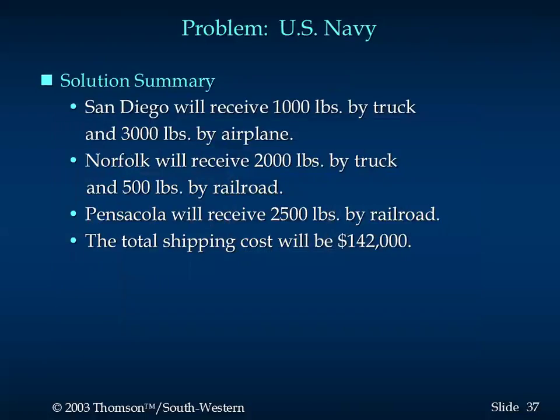San Diego will receive 1,000 pounds by truck, 3,000 by aeroplane. Norfolk will receive 2,000 by truck, 500 by railroad. Pensacola 2,500 by railroad. Total shipping cost is 142,000.